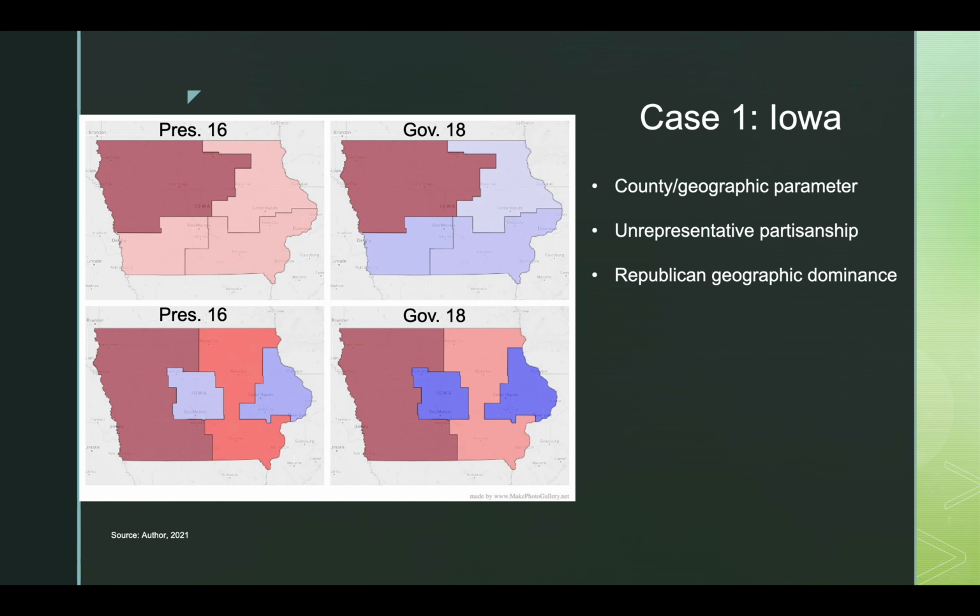Now, the main problem with the Iowa map, the current map being on the top row here, is that Republicans have gained this massive geographic advantage in recent years, and subsequently in 2016, Republicans won about 53% of the vote in Iowa, yet won all of the congressional seats. And when Democrats had a more favorable year, where they lost, winning only 47% of the vote, they carried 3 of the 4 congressional seats, which is a big mismatch.